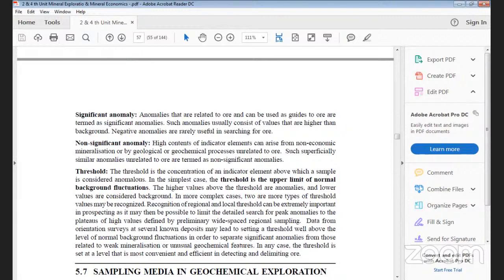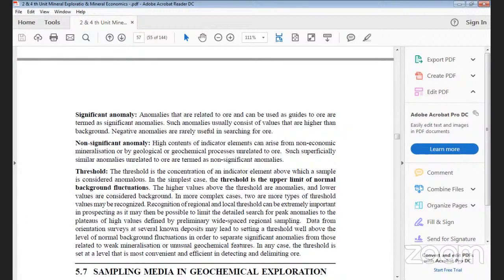So negative anomalies are rarely useful in searching for an ore. A negative anomaly is far away from the genesis of the ore deposit. And then it's also playing a very important role. The negative anomaly is also playing a very important role in searching for ore deposits.